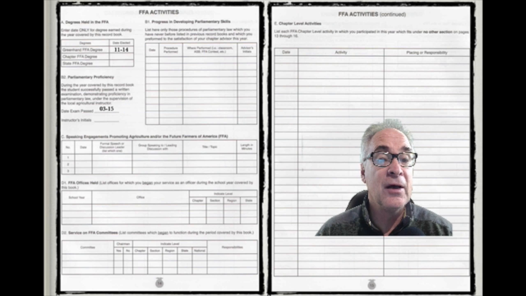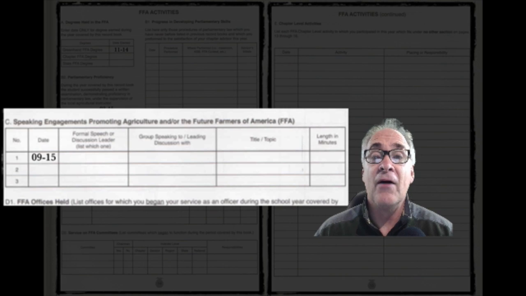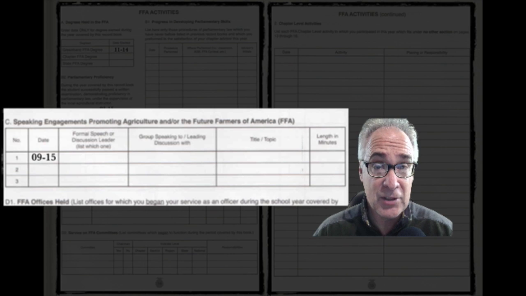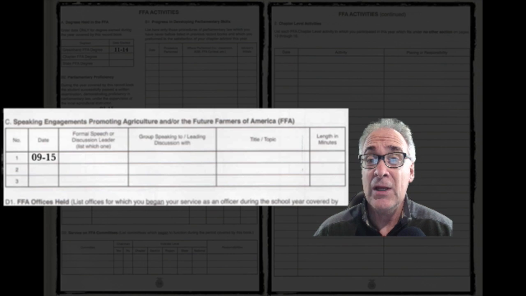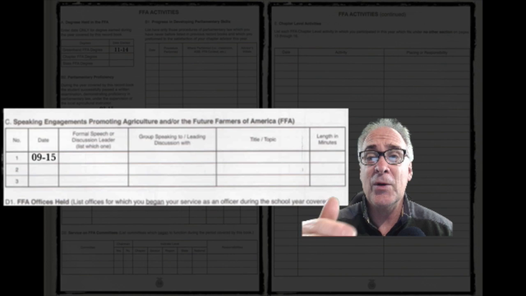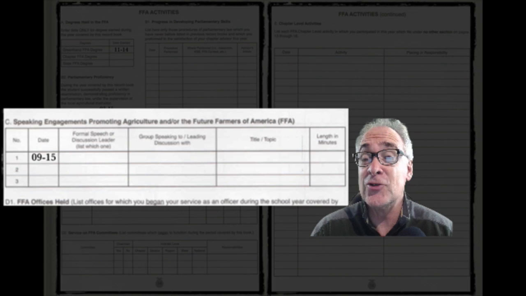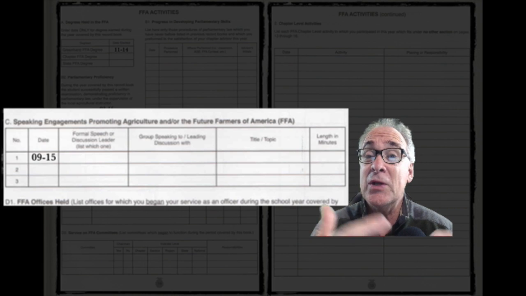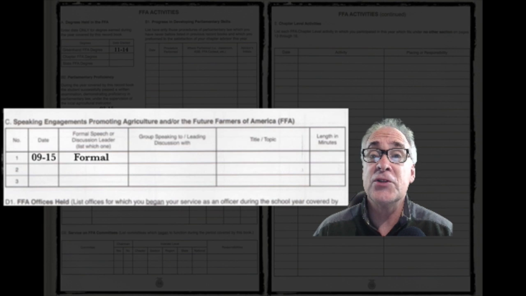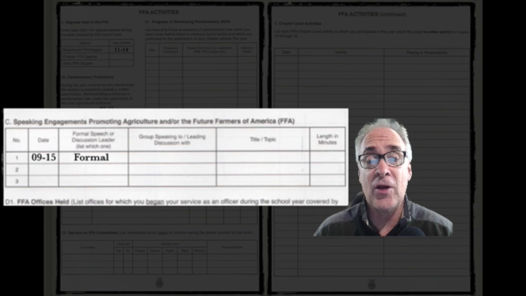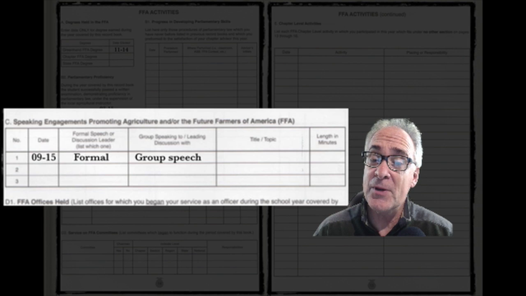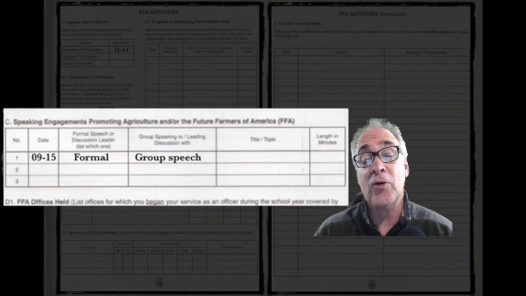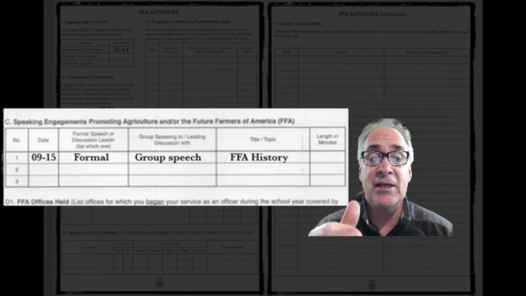Now on C is our public speaking events. For instance, you've probably done quite a few of them, but you didn't even know. It isn't just about going to a sectional event or some kind of competition. You can do things locally in the Lions or Rotary clubs, as well as local things that you possibly do in your classroom. For instance, if you're teaching or presenting in your classes, it would be a formal speech, and tends to be given to a group or a classroom. And in this case, it was FFA history.